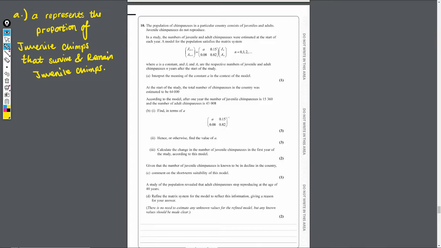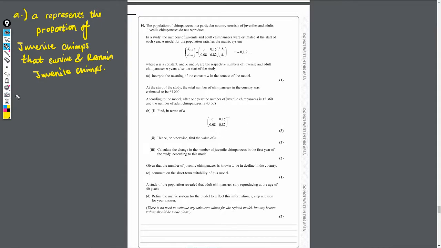Part B, so we're given a bit more information. We're told at the start of the study the total number of chimpanzees in the country was estimated to be 64,000, and then according to the model, after 1 year the number of juvenile chimps is 15,360 and the number of adult chimpanzees is 43,008. So we have to find, in terms of a, the inverse of this 2x2 matrix here.